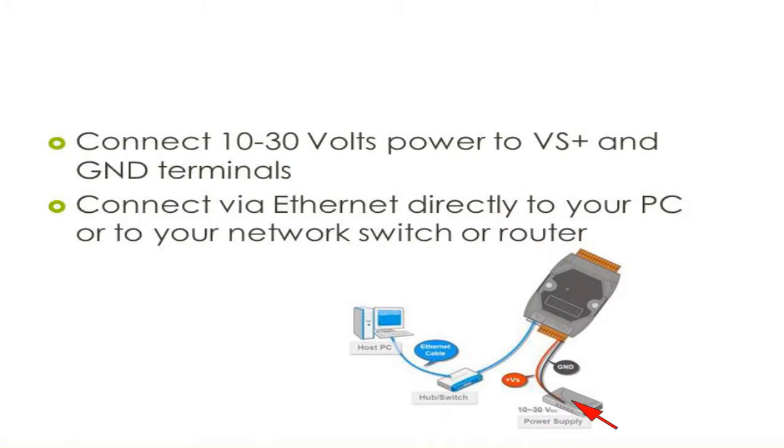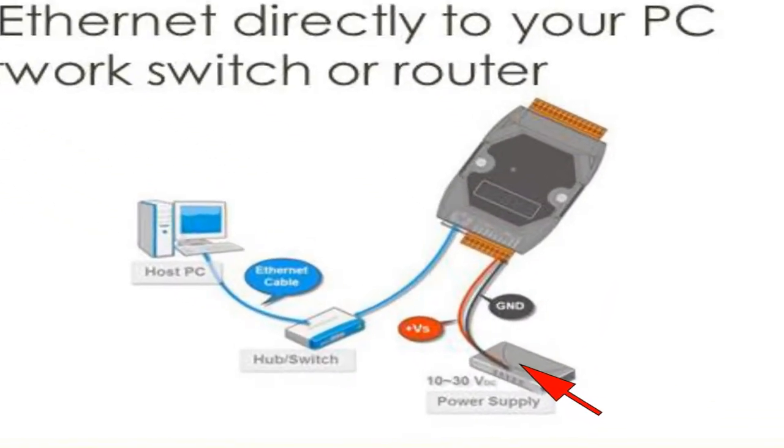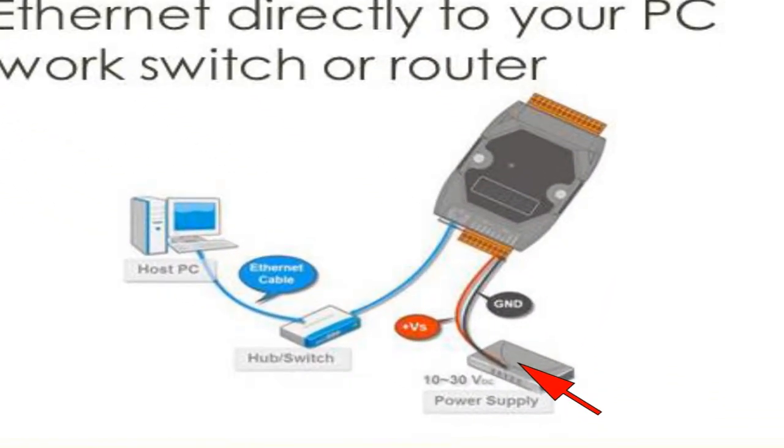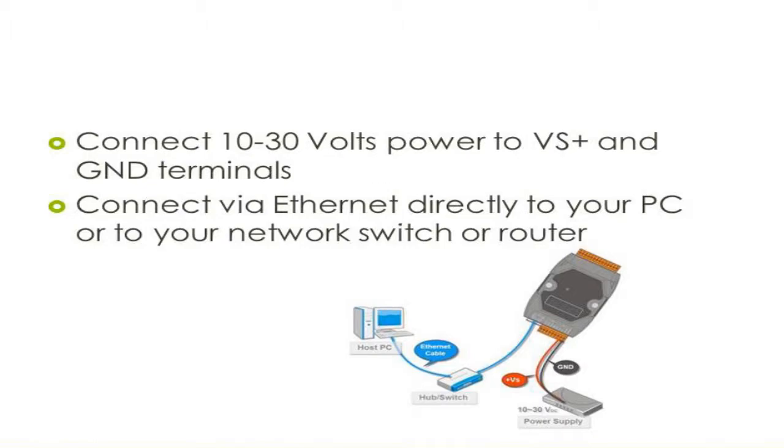You will need a 10 to 30 VDC power supply to connect to the ET-7026 module to the VS and ground terminals through the module's terminal block. You will also need a standard Ethernet cable to either connect directly to your PC's Ethernet port or to your switch or router. The configuration should look similar to the picture at the bottom.